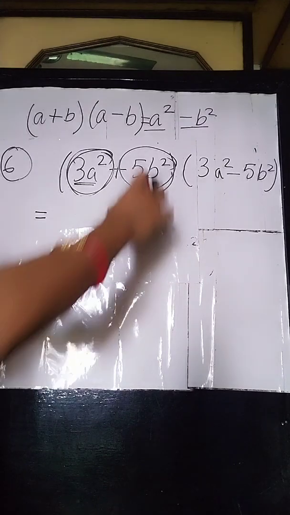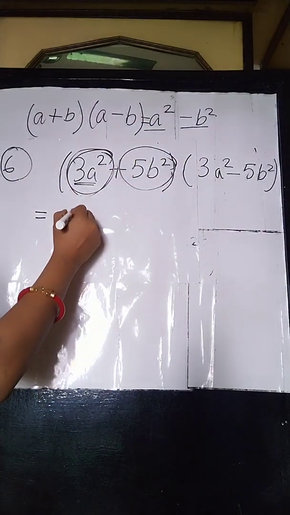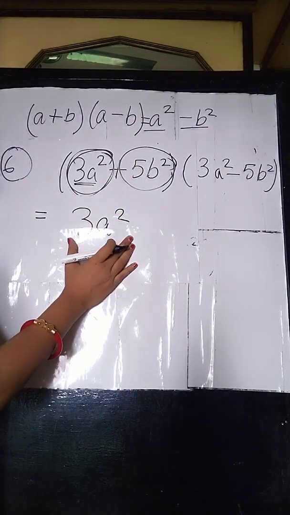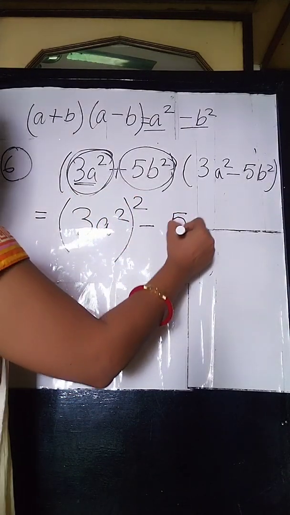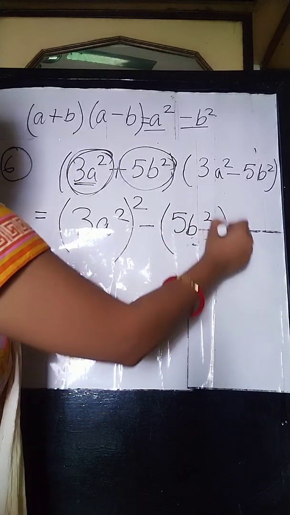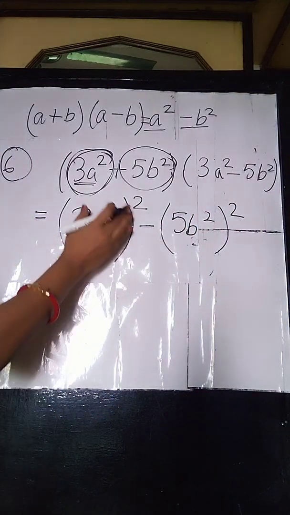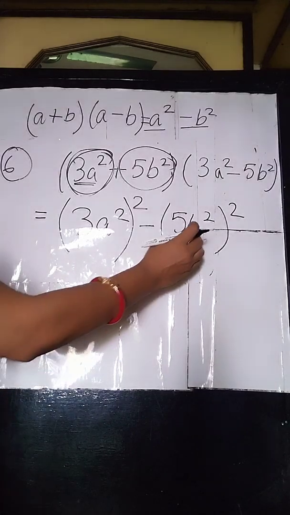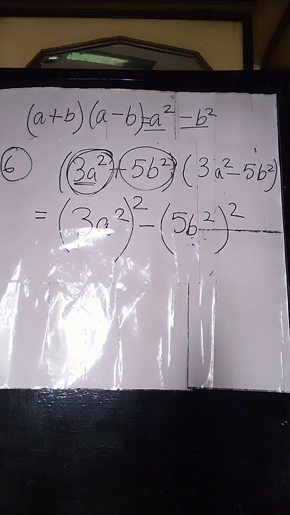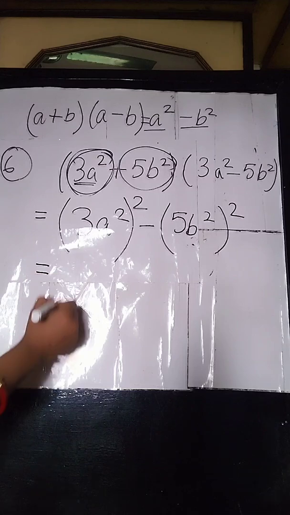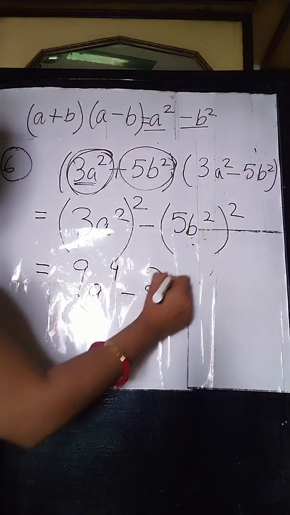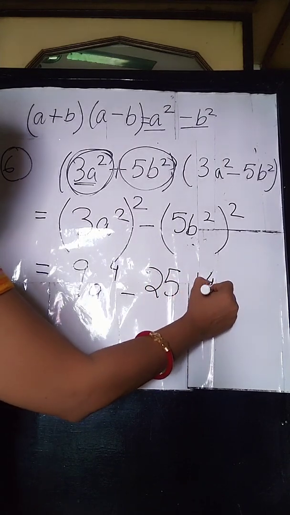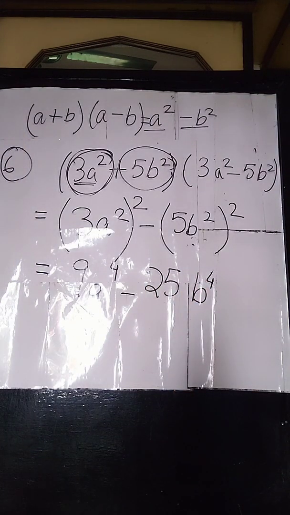The sum will relate to a square minus b square. Here a is 3a square, this 3a square whole is a. So that will be (3a square) whole square minus (5b square) whole square. See, 3a square whole will be considered as the first term and 5b square whole will be considered as the second term. So ultimately you are going to get 9a to the power 4 minus 25b to the power 4. That will be the answer of sum number 6.